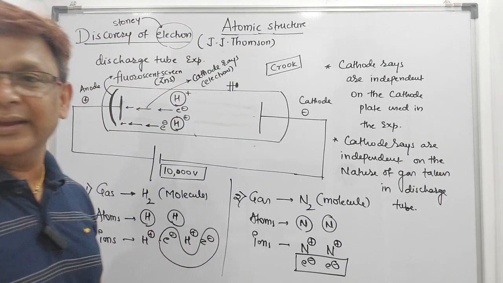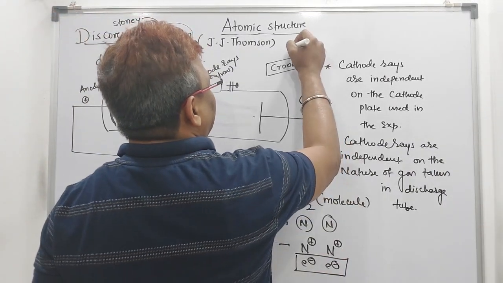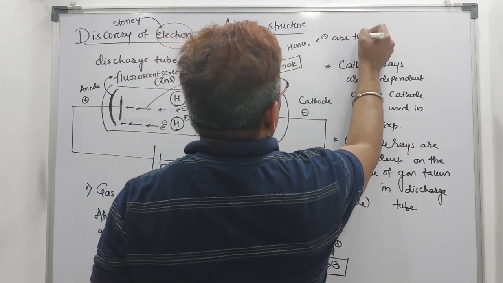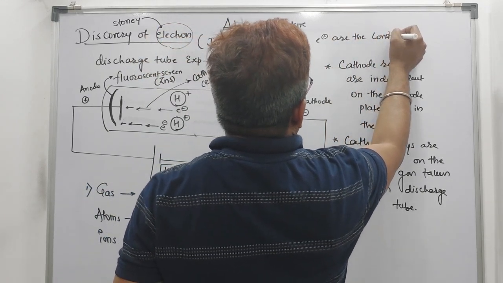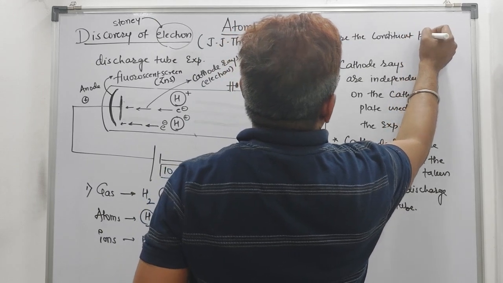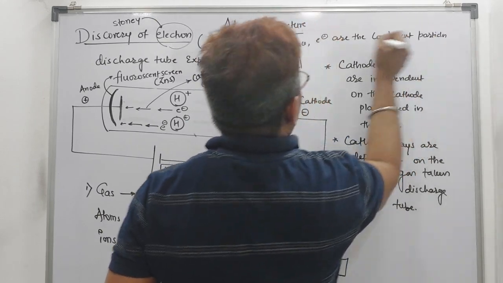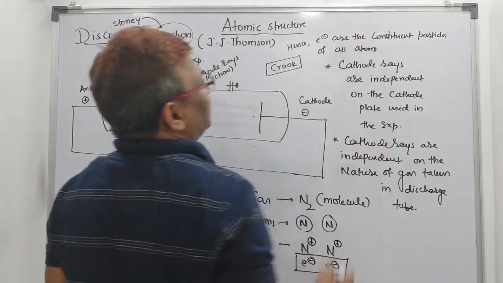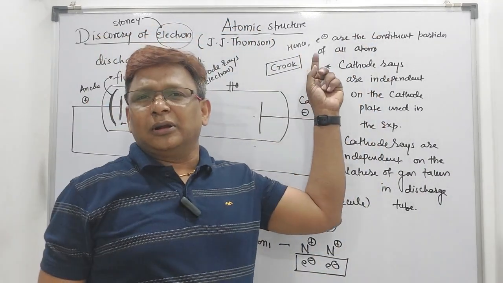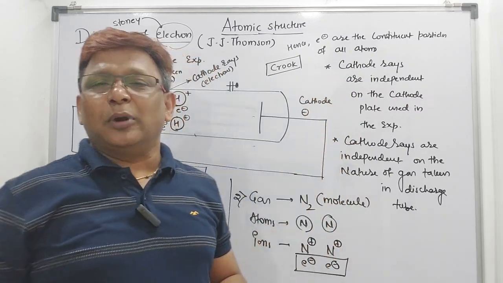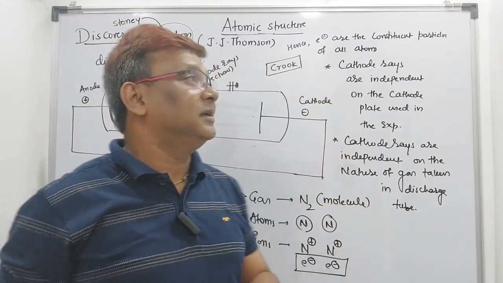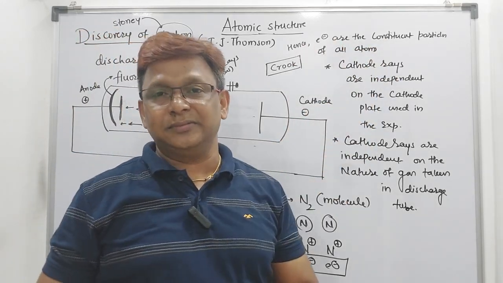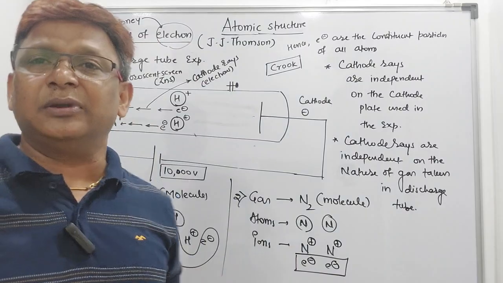Hence beta, we can say, I'll write here: hence electrons are the constituent particles of all atoms. Electrons are the constituent particles of all atoms. Means beta, whichever atom the electron comes from, the properties of that electron will remain the same. Hence we can say electrons are the constituent particles of all atoms. Right? Take a screenshot of this complete picture beta.